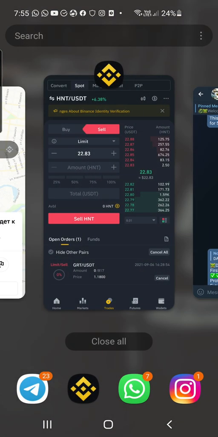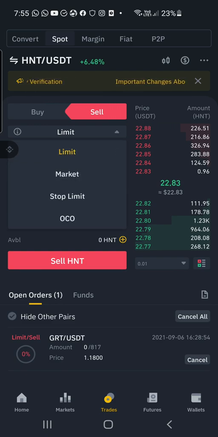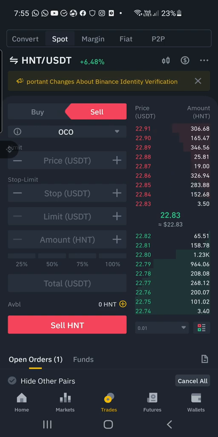To do that, you come to Binance, and on the sell tab, you bring this drop down, you click on it, and you'll find limit, market, stop limit, and OCO. We always work with OCO because it is the most detailed for us. Over here, you have 4 things, which are price, stop, limit, and amount. When you're selling a coin, it means that you already have it. This will happen after you have bought the coin.